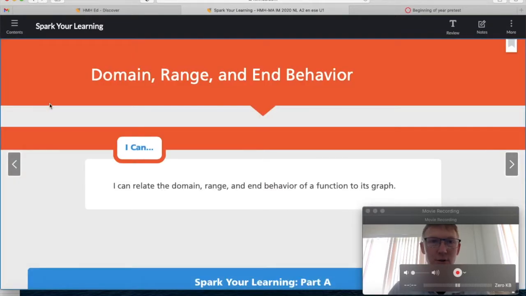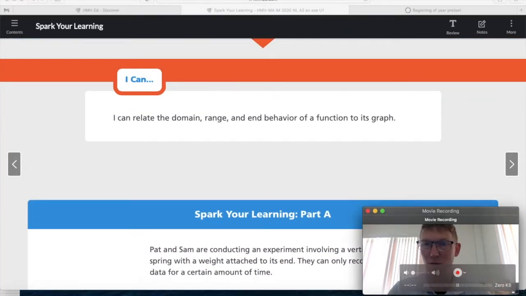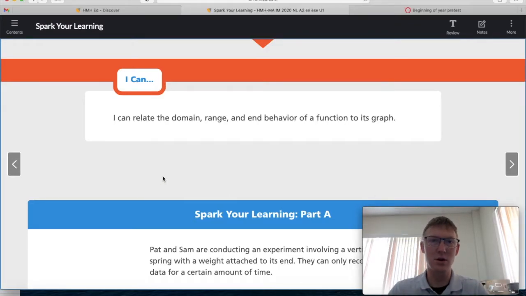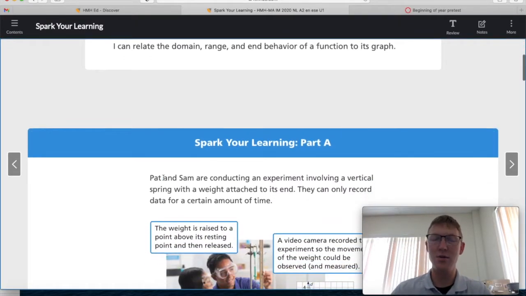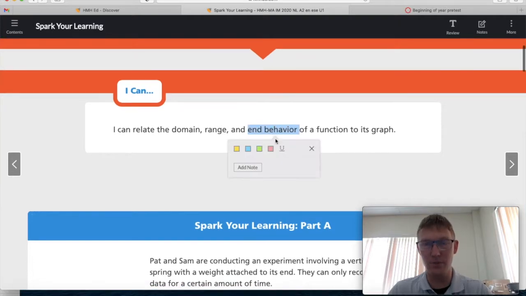Our first module is about domain, range, and end behavior. This is something that we're going to keep coming back to over and over again as we start to learn different functions and how they behave. We're going to want to know their domain, range, and end behavior of a function.